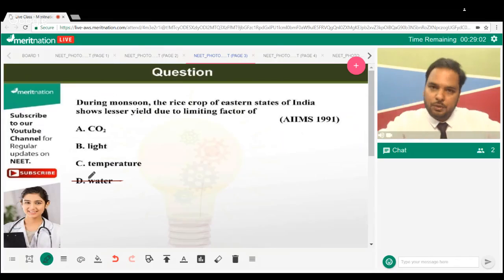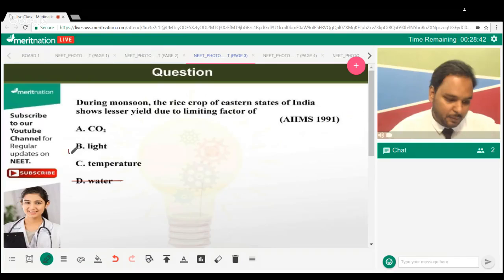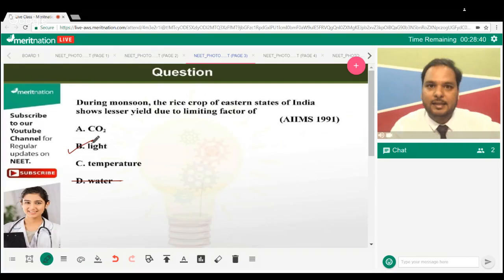Now when there is monsoon, if you can understand, everyone, when there is monsoon there will be clouds, right? If there will be clouds, there will be less sunlight, and if there will be less sunlight, the only limiting factor that will be left here is B, light. Very nice question. Very interesting question once again. So please do remember it.